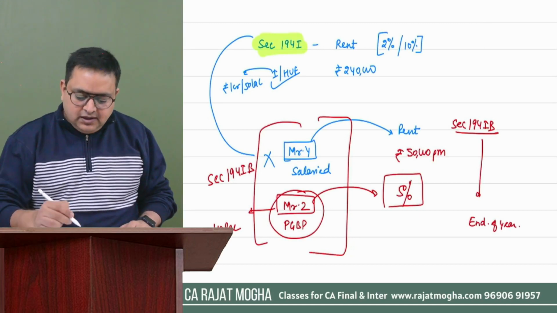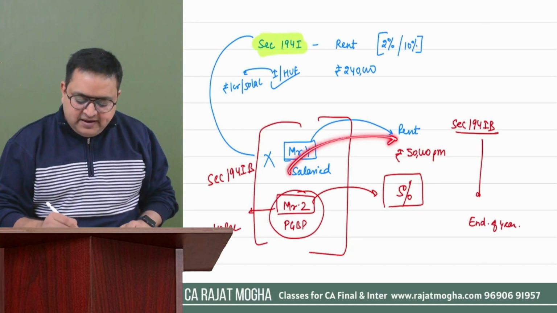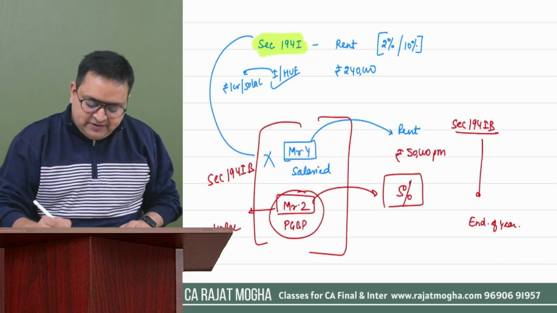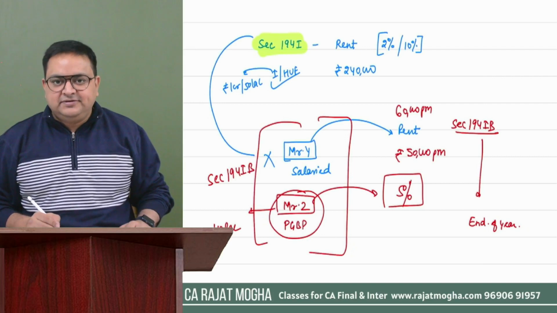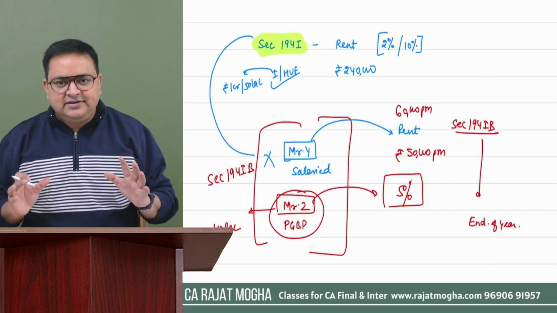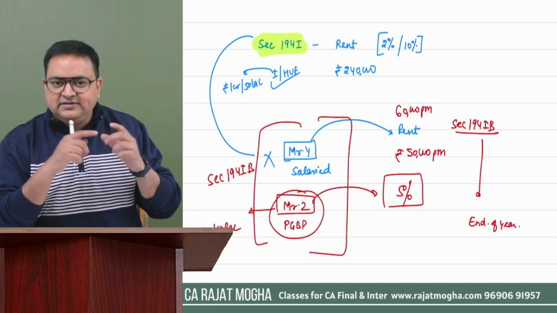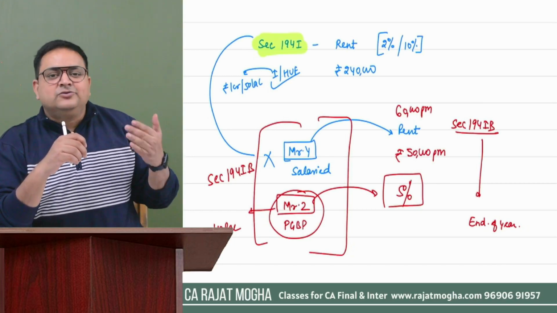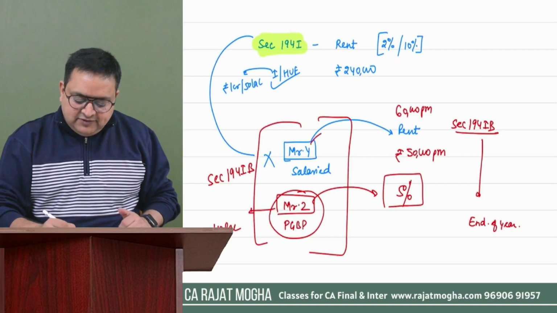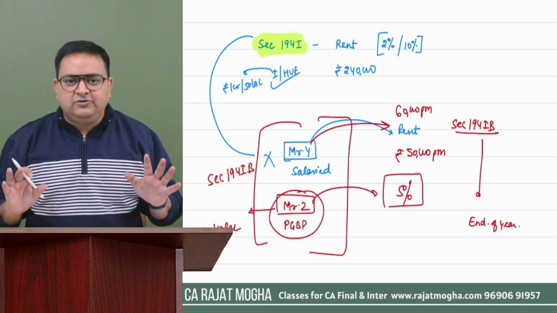Right? So let's say this person is paying rent of rupees 60,000 per month, for the entire year. In the first month, let's say April 2023, the first month of this year, if this person is paying rent, you can pay 60,000 rupees, no problem.